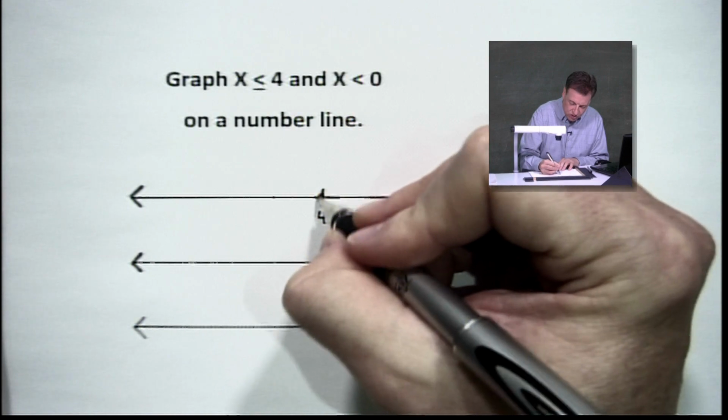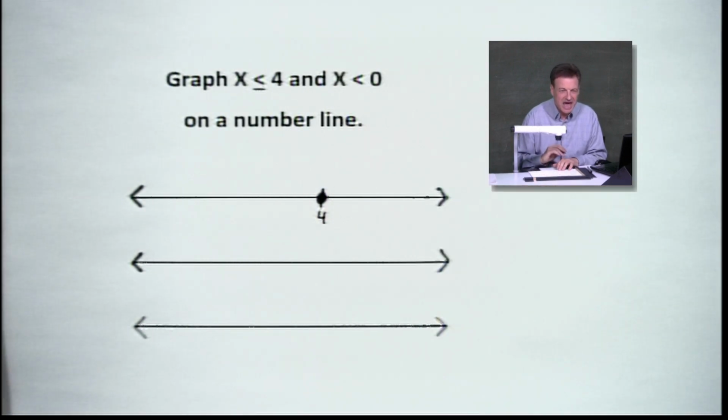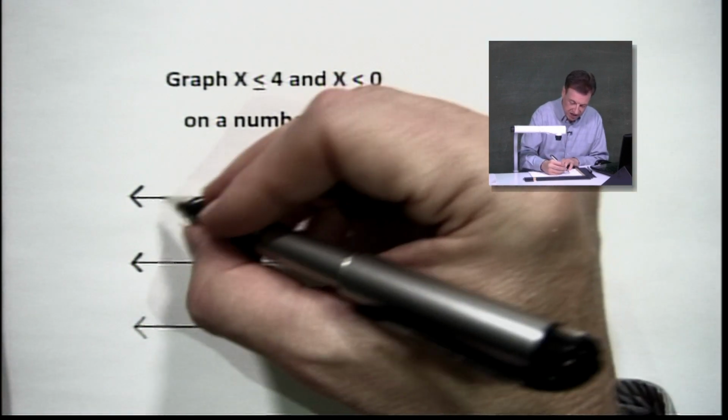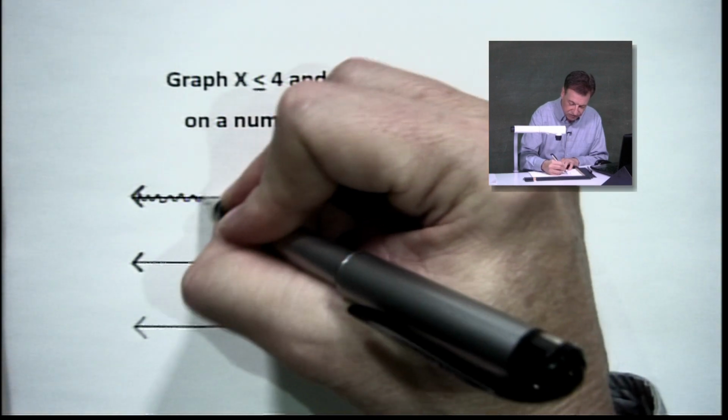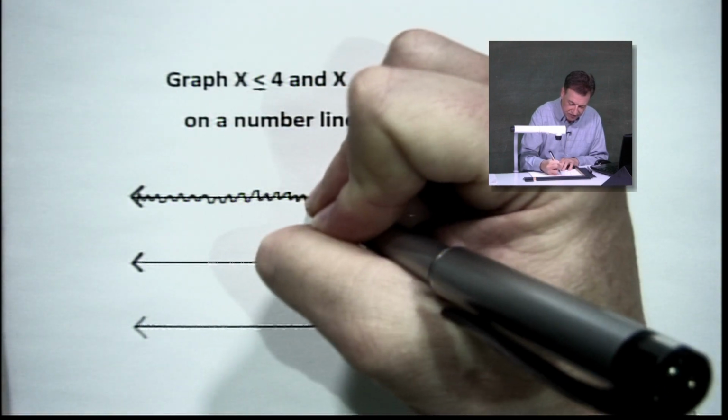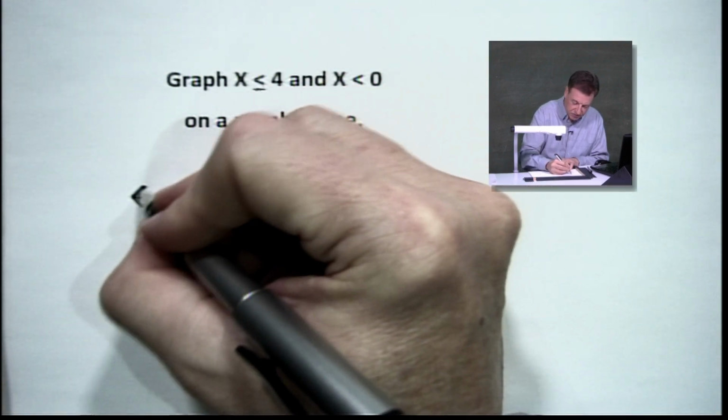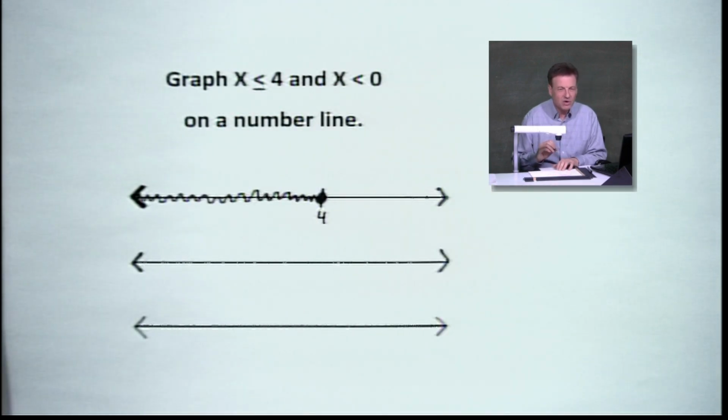It is a closed circle. We will do just that. And according to this, we're going to shade to the left. I like those. Shade to the left, and we'll darken that up just to show that it keeps going.